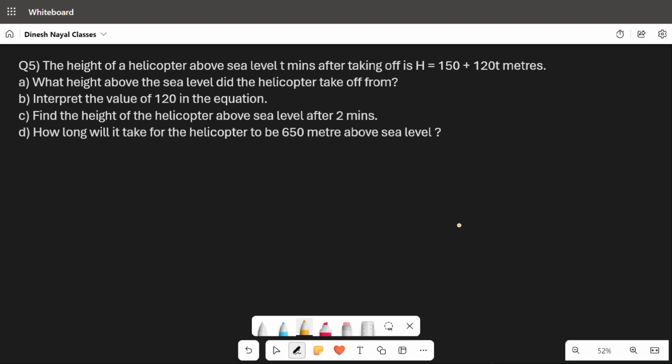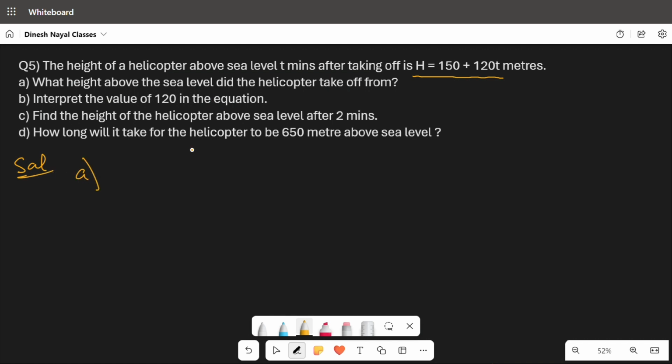Okay, now we have another question. The height of the helicopter above sea level t minutes after taking off is given by this equation, h equals 150 plus 120t meters. So the A part is, what height above the sea level did the helicopter take off from? Let's start with the A part only. At what height above the sea level?